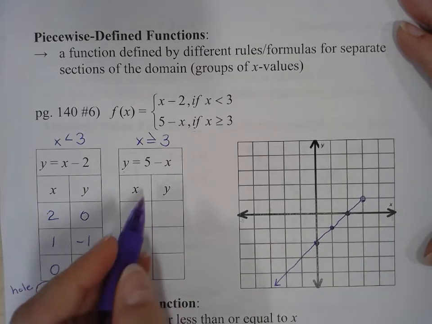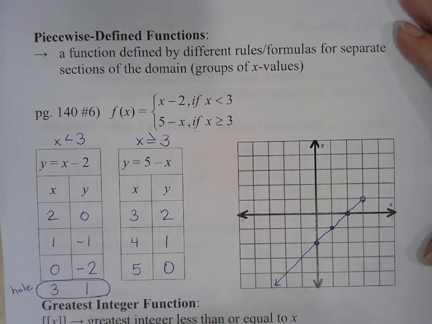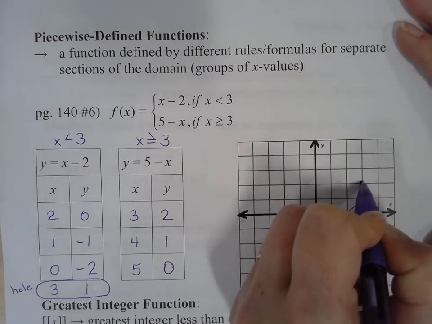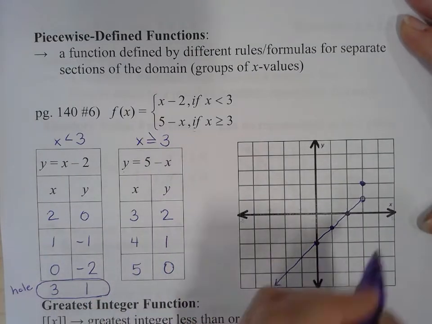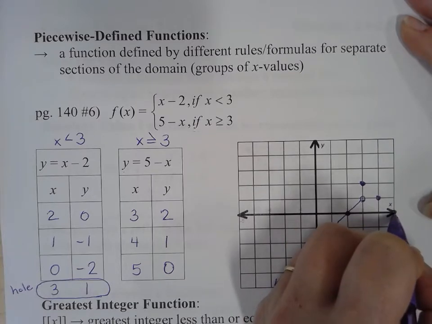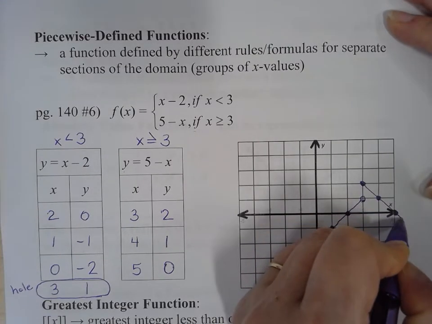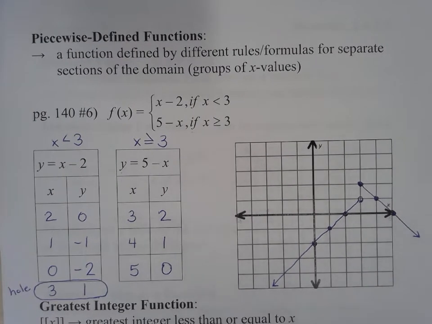If I plug in 3, plug in 4, plug in 5, I can plot these points. So I have 3, 2, and this is equal to here, so I know it's a solid point. 4, 1, 5, 0. Our graph doesn't go much beyond that, but we could plot any other x values that were bigger than 6, 7, 8, etc. Okay, so this is a piecewise function. It's two pieces glued together into one function.